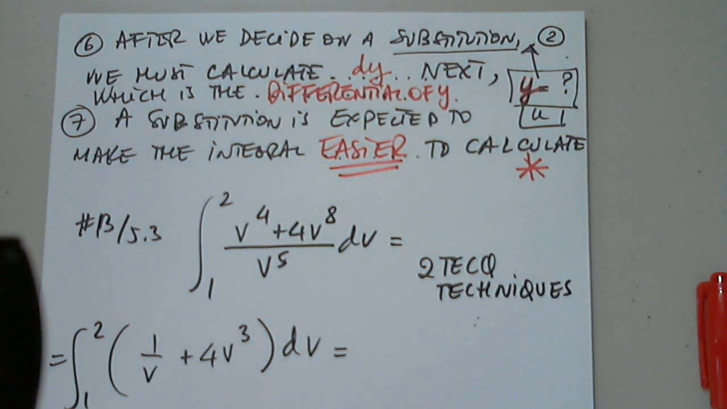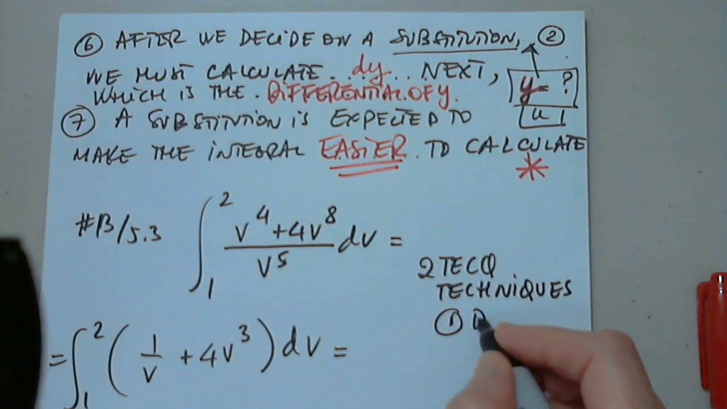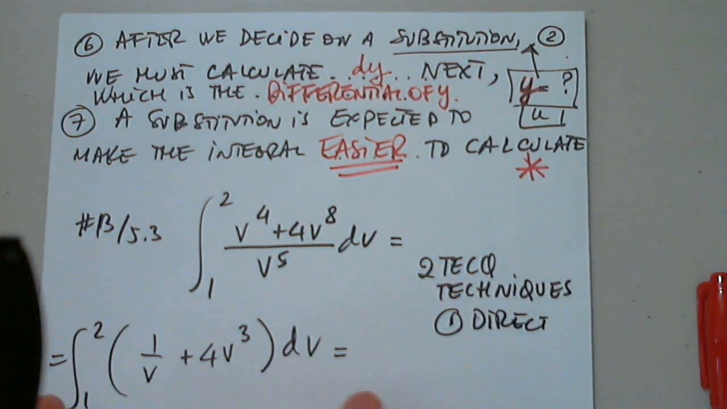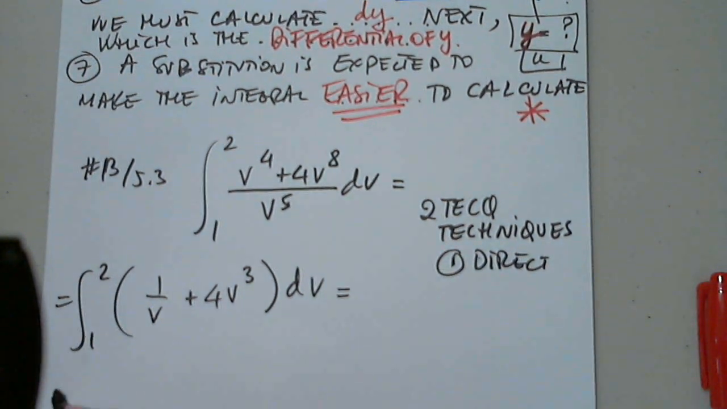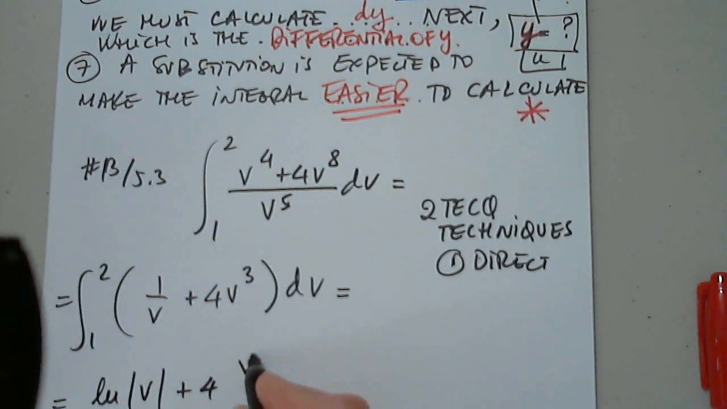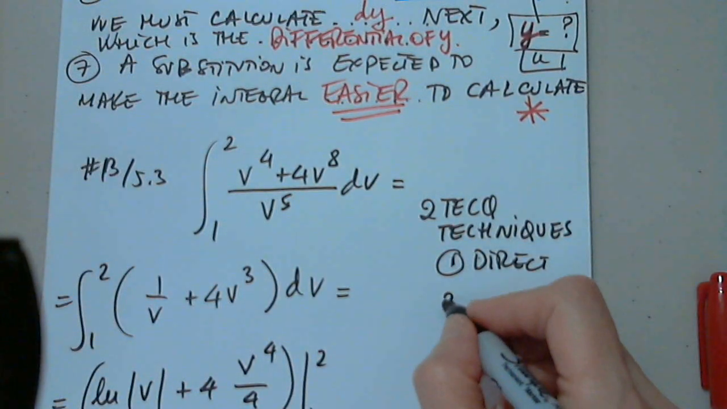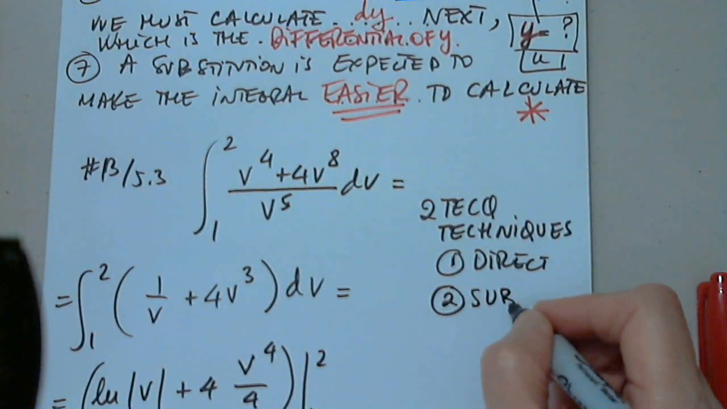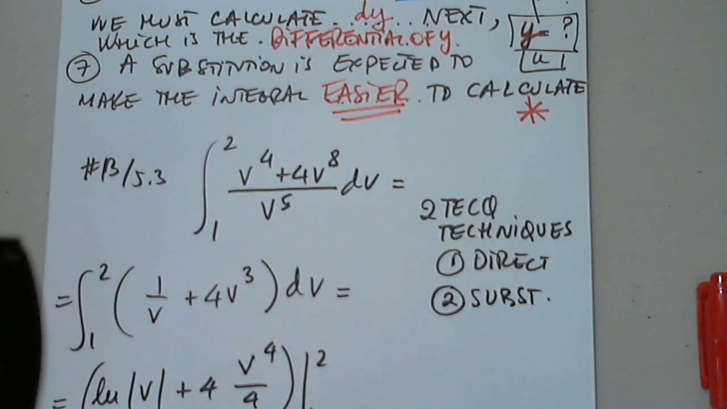Two techniques of integration. This one is just direct. Number one, direct. There is nothing I need to do. So I have natural log of the absolute value of v plus 4, v to the 4th over 4 from 1 to 2. That was direct. And number two is basically substitution. This problem does not need a substitution because I was able to determine the antiderivative directly with no headache.